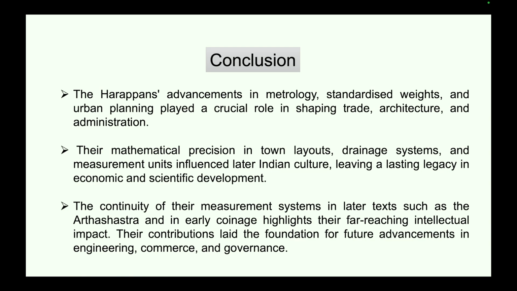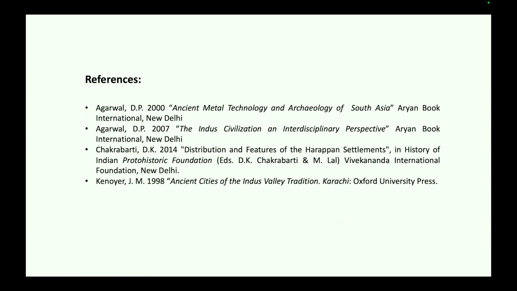Their mathematical precision in town layout, drainage system, and measurement units influenced later Indian culture, leaving a lasting legacy in economic and scientific development. The continuity of their measurement system in later texts, such as the Arthashastra and in early coinage, highlights their far reaching intellectual impact. Their contributions laid the foundation for future advancement in engineering, commerce, and governance.